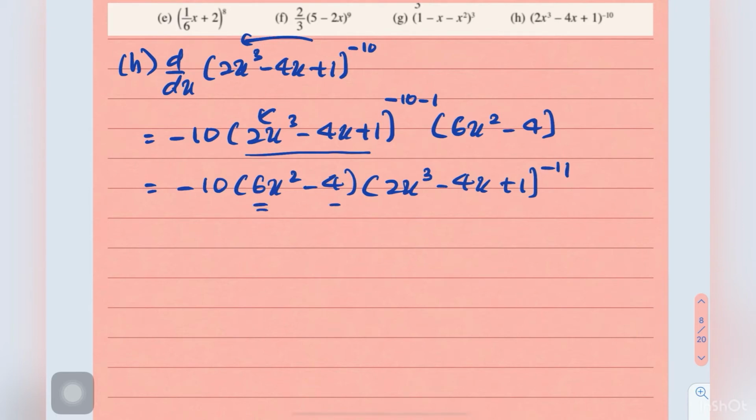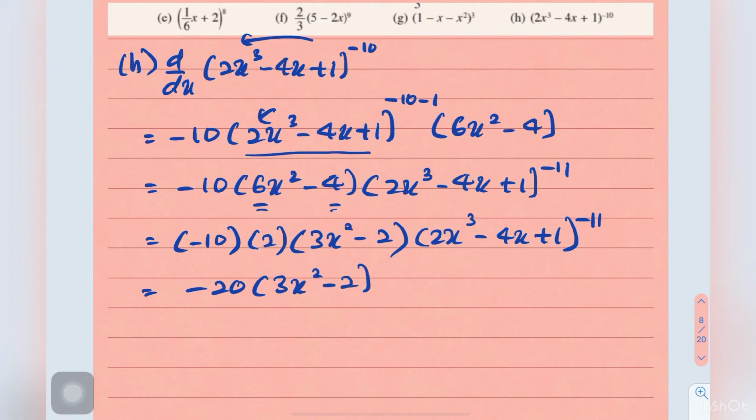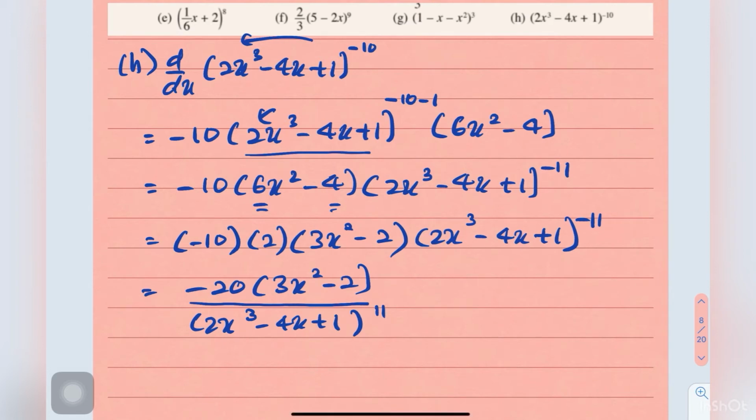Okay, this one we can factorize. Common factor is 2. So negative 10 times 2 (3x squared minus 2)(2x cubed minus 4x plus 1)^(-11). So I simplify here, I get negative 20(3x squared minus 2) over, power positive, okay, more proper, (2x cubed minus 4x plus 1)^11.